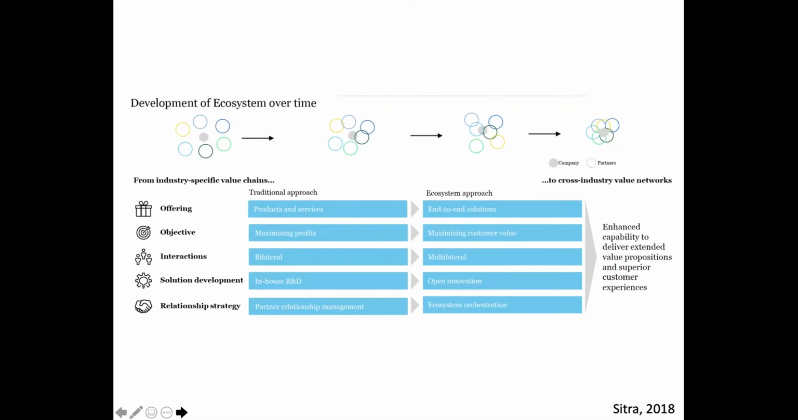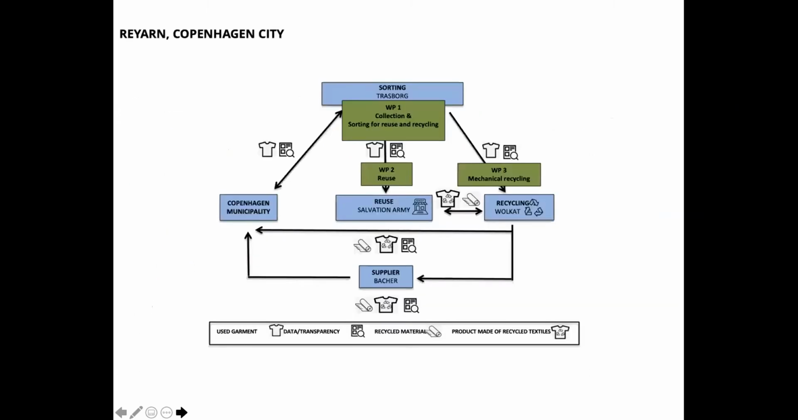Very often open innovation is needed because the solutions and the technologies that need to support these solutions are complex. So you cannot develop all of it yourself. You need to collaborate openly. And then from partner relationship management you need to go to ecosystem orchestration. Of course, this is just a short overview, but it has some keywords that are really important to highlight when we talk about ecosystem thinking.